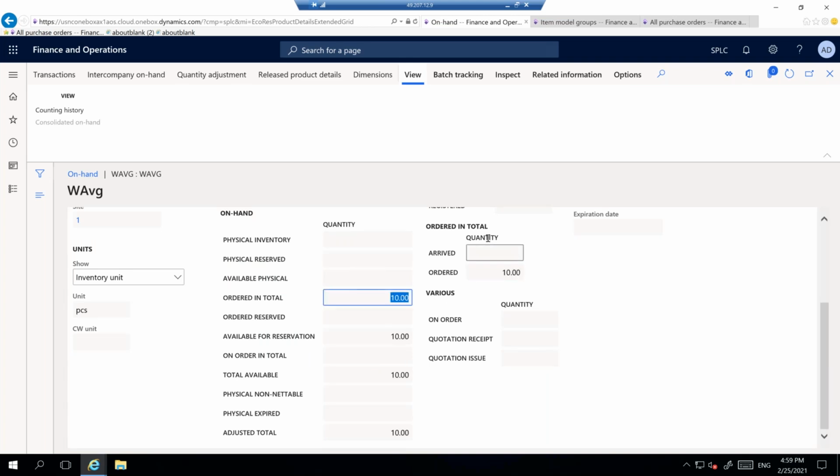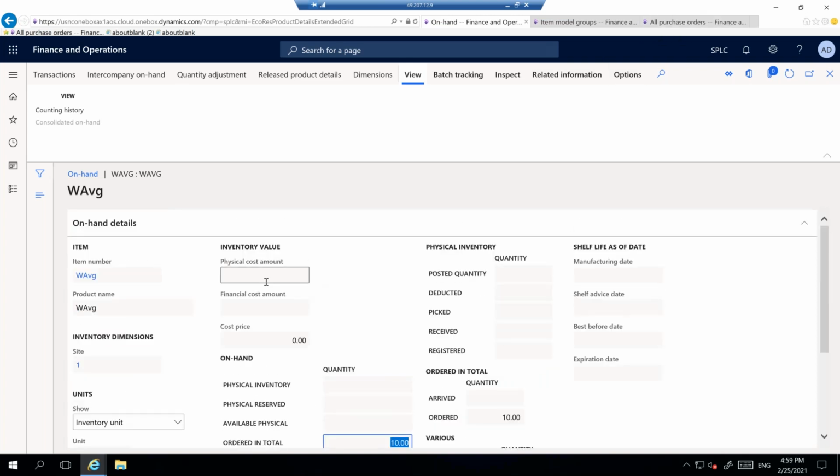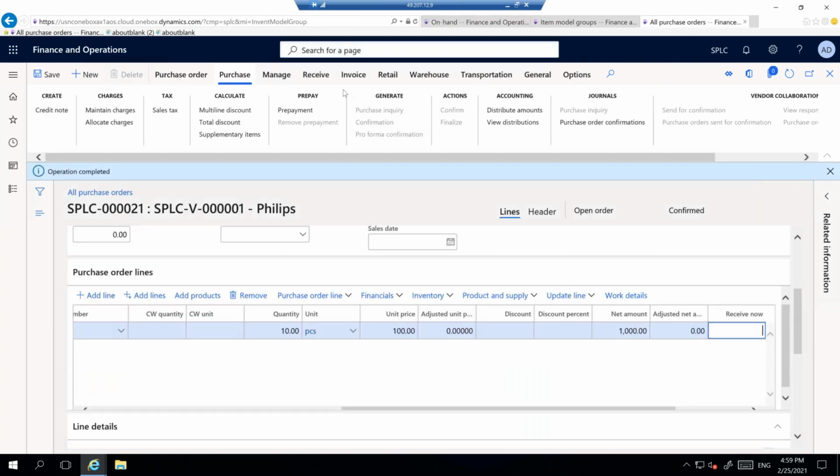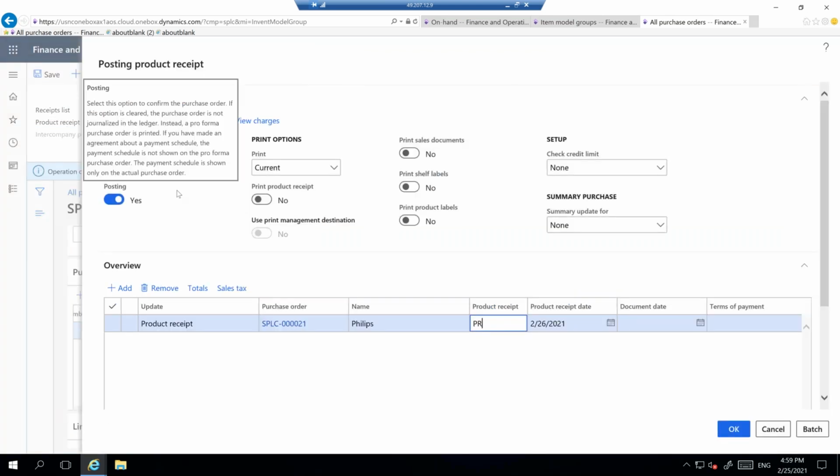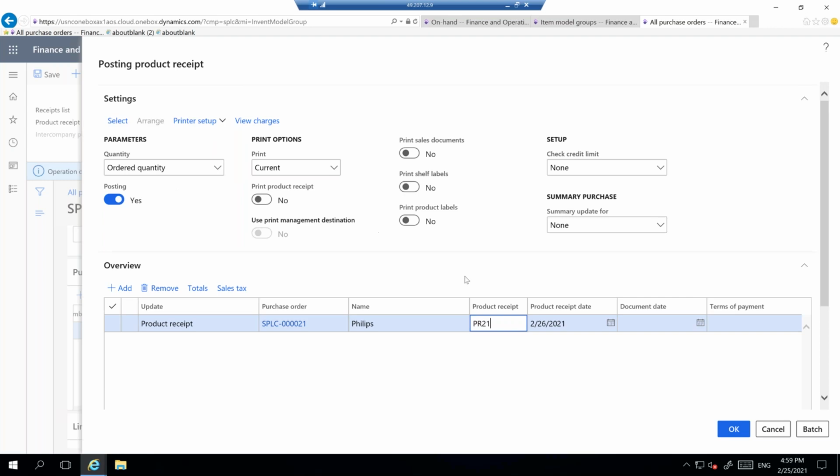Okay, now I will do product receipt. So there is no cost amount. Now I'm doing product receipt. I'm updating the product receipt number, something, and click OK.